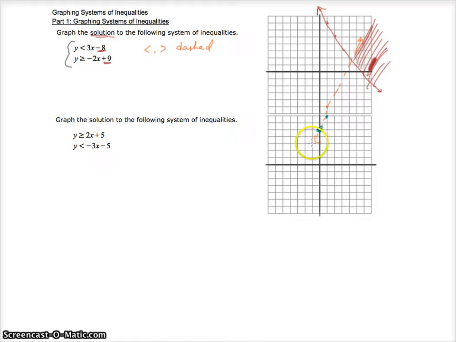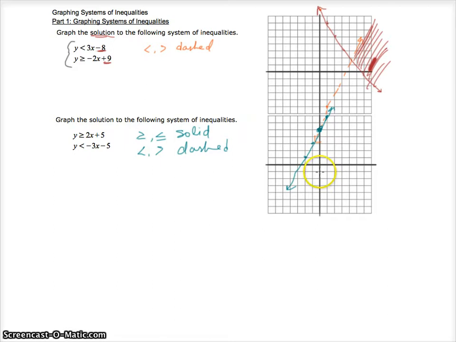And then a couple of points here. Since it's greater than or equal to, it is a solid line, and less than or greater than is a dashed line. Okay, so this one is going to be solid because it's equal to. And now I have y is less than negative 3x minus 5.